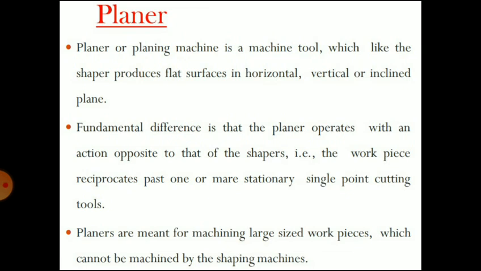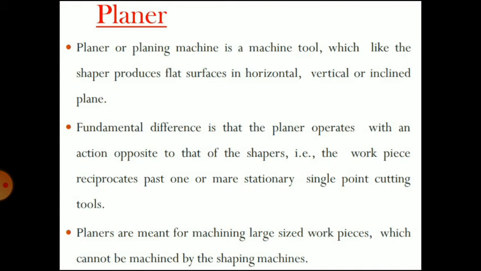So a planer is like a shaper, used for producing plain and flat surfaces by a single point cutting tool. It is used for machining heavy workpieces which cannot be fixed on a shaper table. The basic difference between planer and shaper is that in a planer, the work which is supported on the table reciprocates against a stationary cutting tool, and the feed is given by lateral movement of the tool.